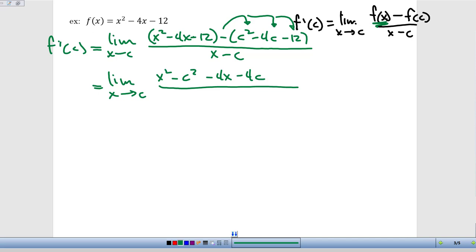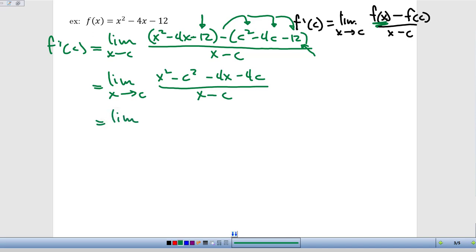And then hopefully we can see that the 12s, I've got a negative 12 here from the first set of parentheses. When I distribute the negative, this becomes a positive 12. So those are going to cancel each other out. So this is all that I have left in the numerator. And then I have this x minus c in the denominator. So somehow I've got to cross cancel away the x minus c from the denominator. I have to remove that discontinuity so that we can then apply our limit.